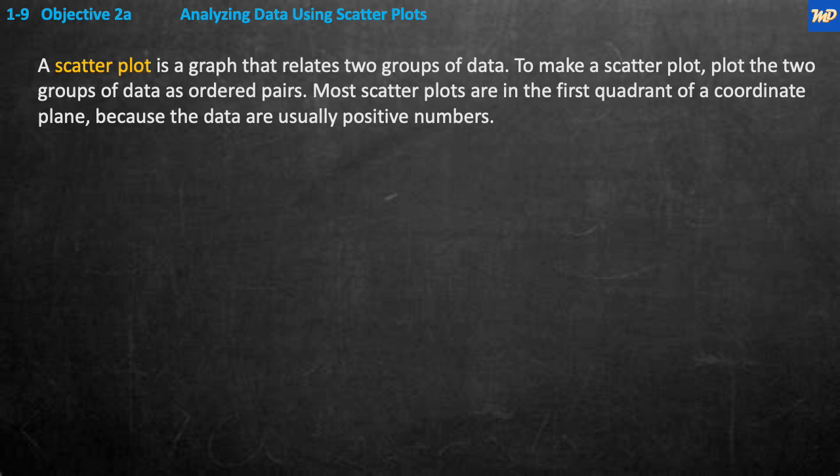I'll read it again. Most scatter plots are in the first quadrant of a coordinate plane because the data are usually positive numbers. I walked 5 miles and ate 3 sandwiches, right? So it's two sets of data. How far did you walk and how much food did you eat? And so that'd be like two different points you're graphing here. So that's what we're talking about.